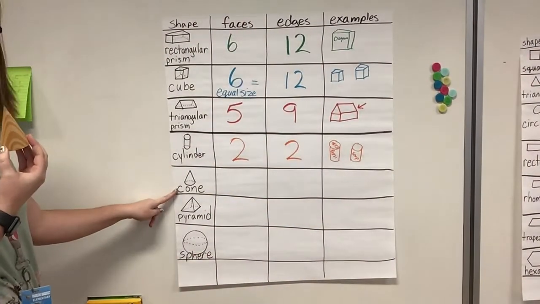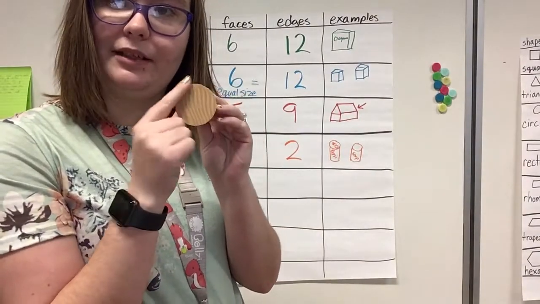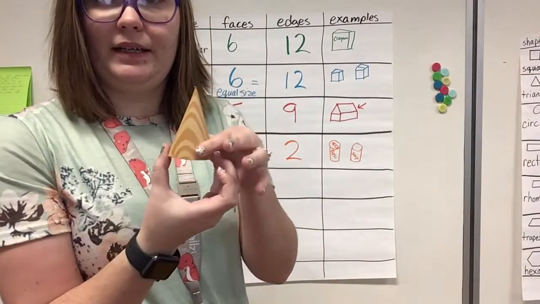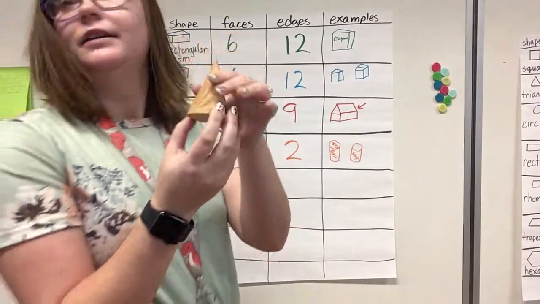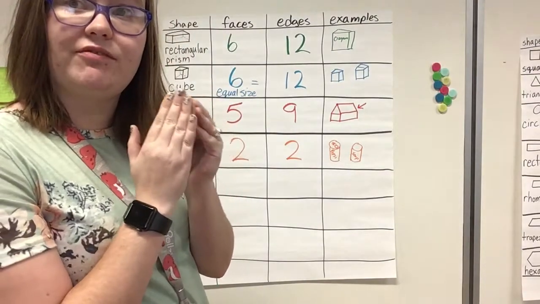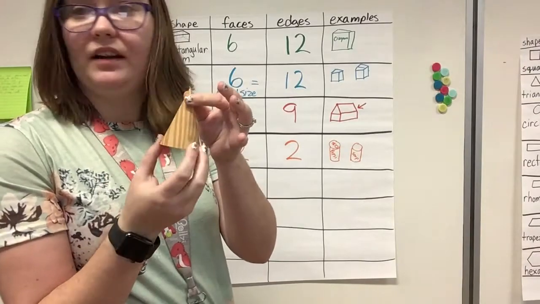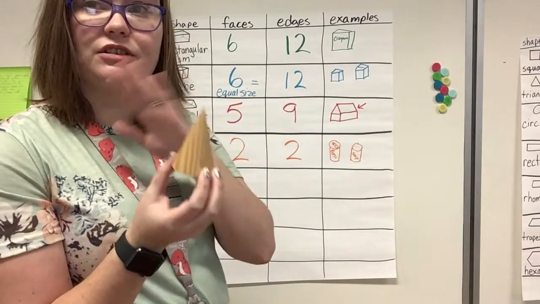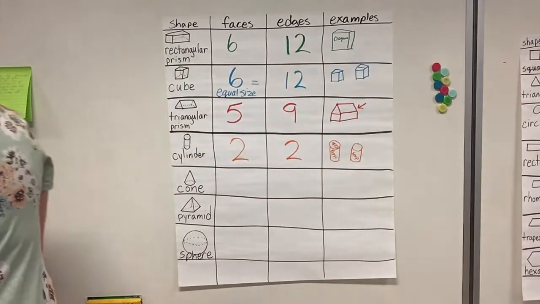Okay, so our next one that we're going to work on is called a cone. A cone has a circular bottom. It looks like a circle on the bottom, but it comes up to a point and it's all curved on the sides. So a cone only has one face that looks like a circle. This is the only flat part of our cone. But this curved edge is not a face because it's curved. It's not flat. So we have one face.